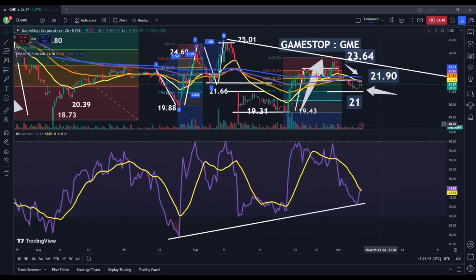One thing I do want to point out to people is that there's a lot going on in the GameStop price chart at the moment, and I do suggest that people take a look at that video, even if you're not long that stock.